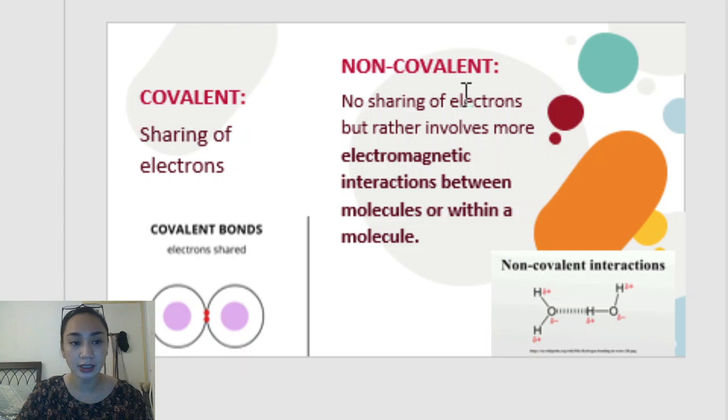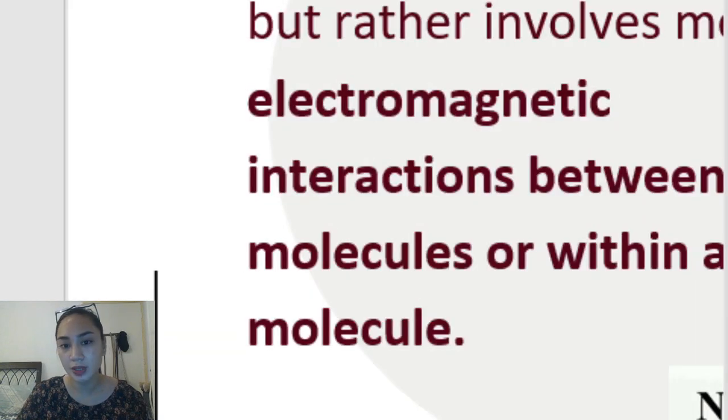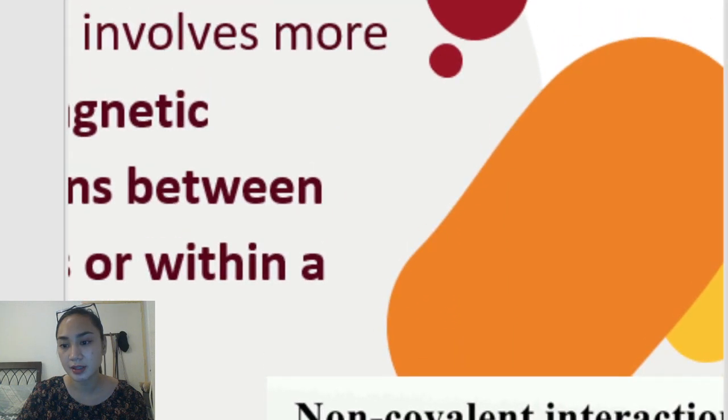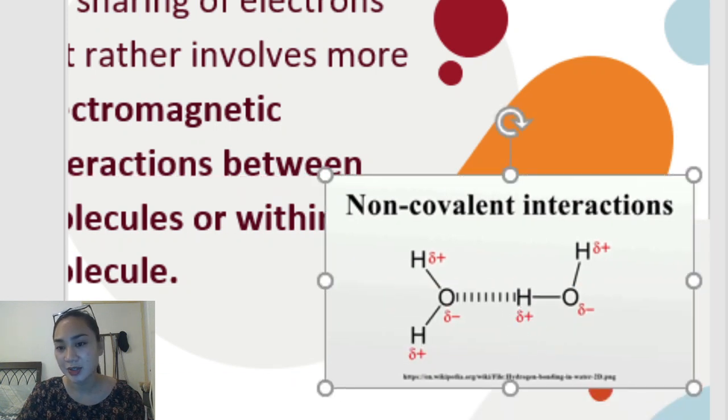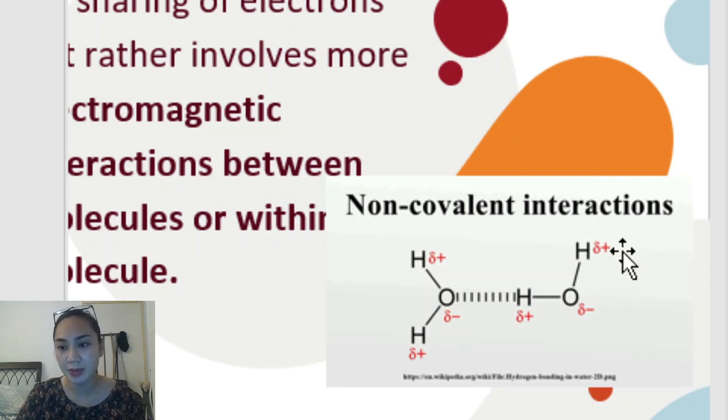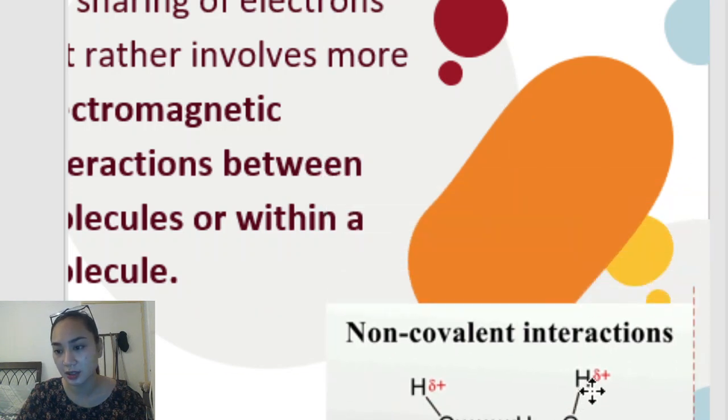In comparison with non-covalent, there is no sharing of electrons, but rather it involves electromagnetic interactions between molecules or within a molecule. So, if I would zoom in here, okay, balik ko lang ng kaunti. Itong picture na to, makita nyo ba? Sabi dito, wala siyang sharing of electrons, however, meron siyang interactions either outside or between molecules, no? So, this is water molecule, and then we have another water molecule here. There is electronegativity between oxygen and hydrogen. Nagkaroon sila ng interaction doon, no? Outside the cell yung non-covalent.